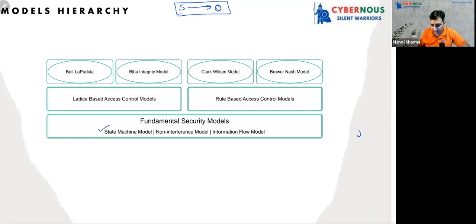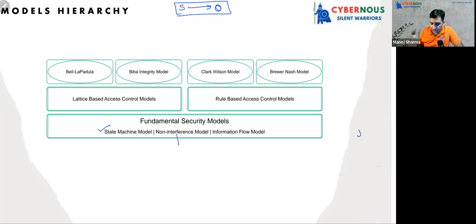The first one is called the state machine model. What is a state machine model? Very simple. It says that your system is always in some state or the other. For example, when your system is shut down, that is one state. When you start your computer, that is another state. When you open a Word file, then your system is in yet another state. The idea here is that when a system is transitioning from one state to another, it has to happen in a secure manner all the time. It cannot violate security policies during that time. So that is called the state machine model.